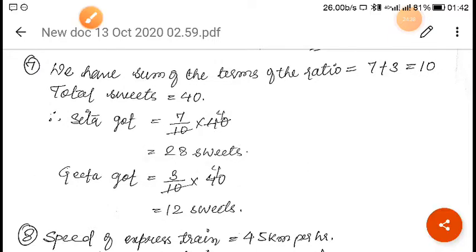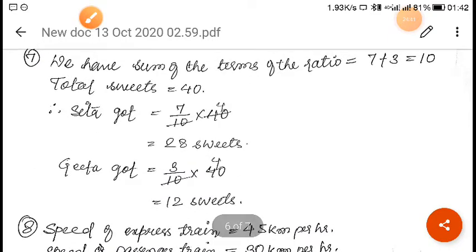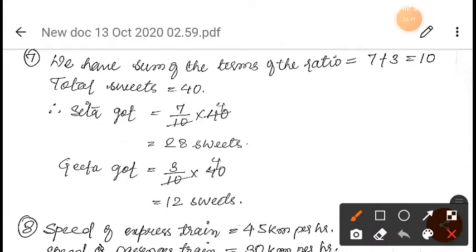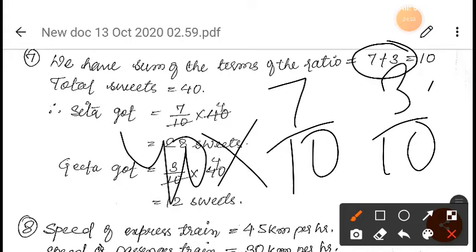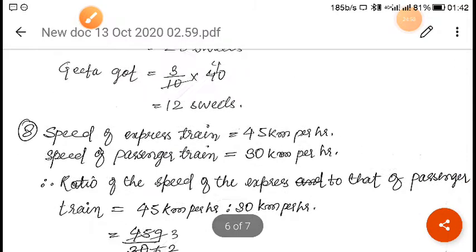In this way you have to find it out. What we have to do is add the ratio, and after that, take 7 by 10 first, and then 3 by 10. This 7 by 10 is multiplied by 40, and this 3 by 10 also will be multiplied by 40. Okay. Now next is question number 8.